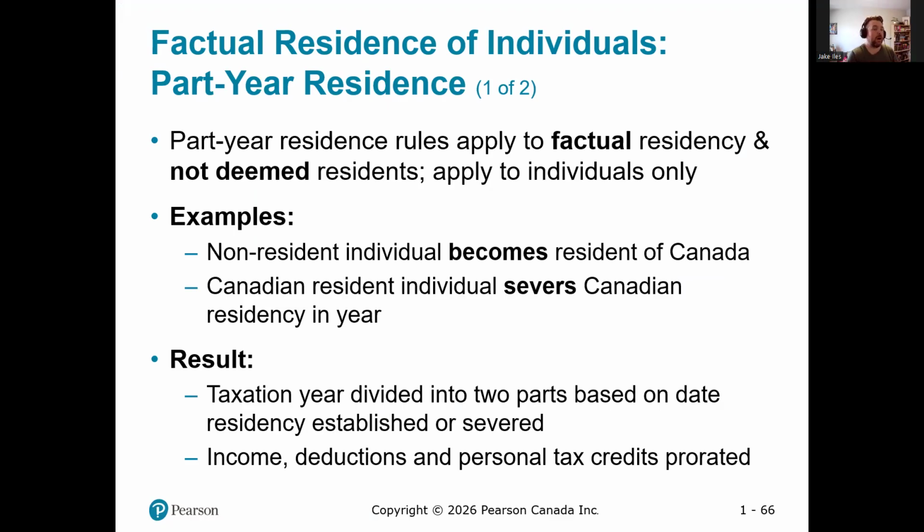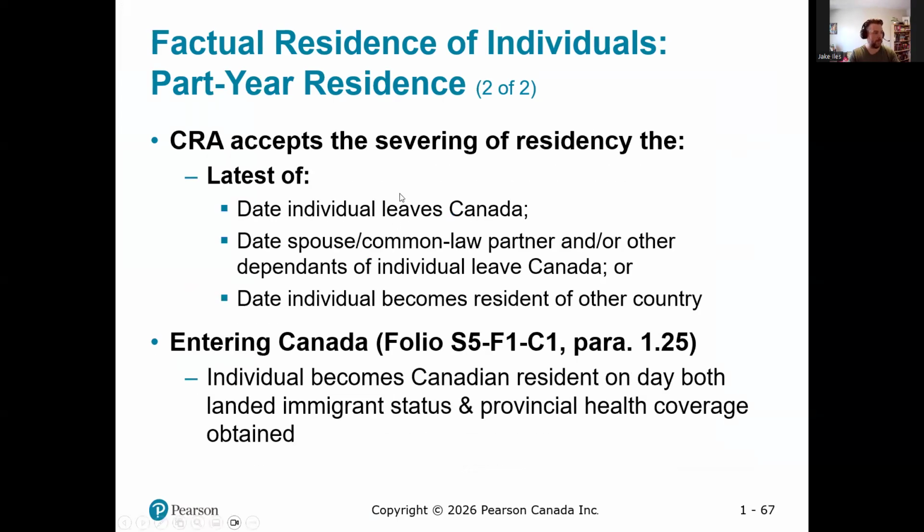So when we consider part year residents, we're really trying to focus on when these ties were created. A part year resident uses factual residency and is not deemed. A non-resident individual becomes a resident of Canada, or a Canadian resident individual severs Canadian residency in the year. So either they come to Canada or they leave. The taxation year will be divided into two parts. Those two parts are worldwide income and only Canadian income.